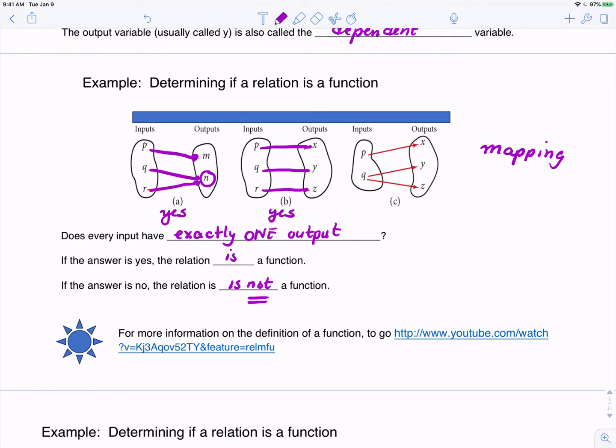Now let's take a look at this third picture. In this picture, P is associated with X, Q is associated with Y, but notice Q is also associated with Z. Q is not associated with only one output, it's associated with more than one output. And so this is not a function.